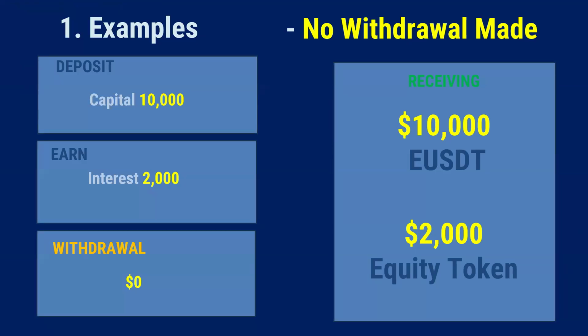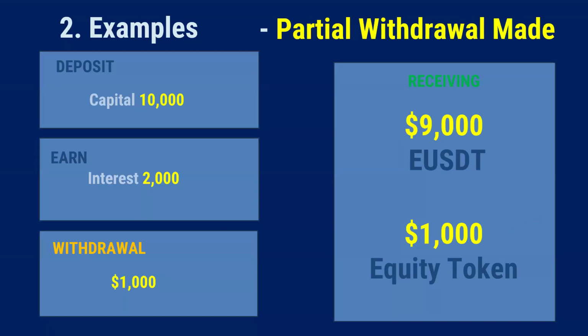All right, we go to the second example. Partial withdrawal made. If you have made a $10,000 deposit or staking, interest is 2,000. During the period, you withdraw $1,000. You'll receive $9,000 EUSDD because your capital 10,000 minus the withdrawal gives you 9,000 EUSDD. Then, as for the equity token, remaining you will have 1,000. So, next example.